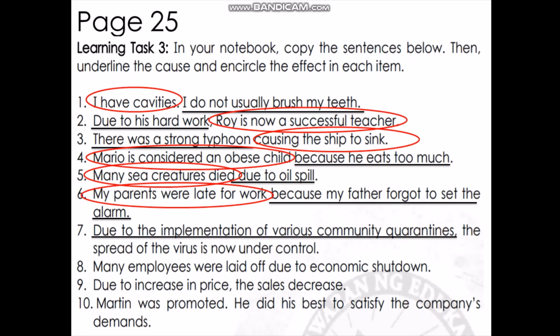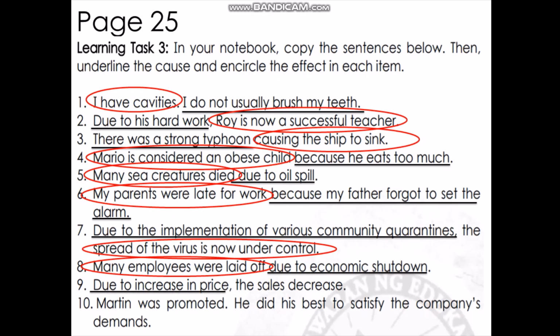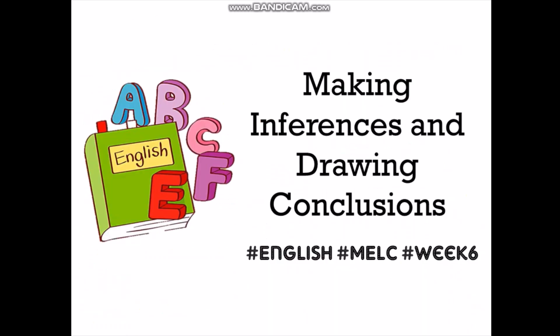Number 5, we have the cause due to oil spill, and the effect would be many sea creatures died. For number 6, we have the cause because my father forgot to set the alarm, and the effect would be my parents were late for work. Number 7, the cause due to the implementation of various community quarantines, the effect would be the spread of the virus is now under control. Number 8, we have due to economic shutdown, that is the cause, and for the effect, many employees were laid off. Number 9, the cause would be due to the increase in price, so the effect would be the sales decreased. For number 10, we have the cause he did his best to satisfy the company's demands, and the effect would be Martin was promoted. So if you got all 10, good job.